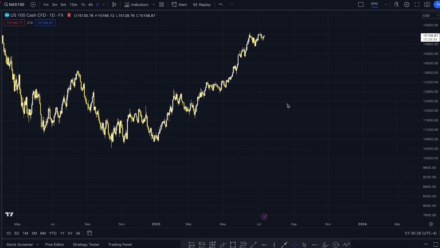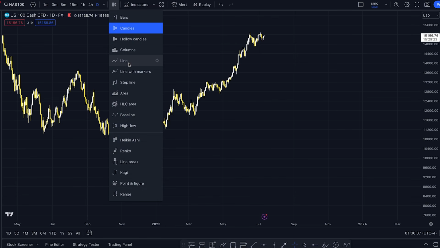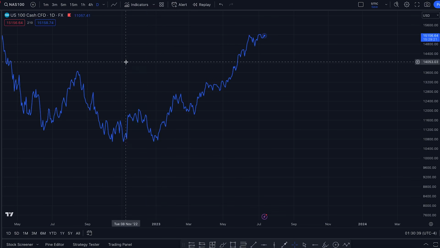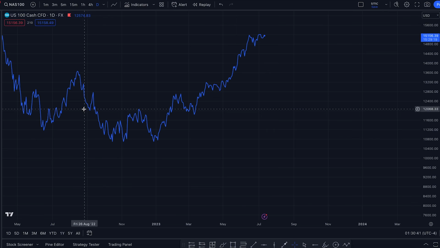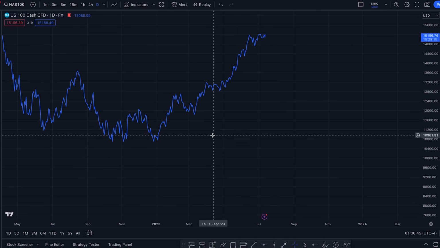So each one of these candles is 1 day. What I would like you to do to first find areas of support and resistance, just so that it's easy visually for you to see, is to change your chart from candles to lines. This makes everything way easier. You can see the bottoms, the tops. You don't have to worry about wicks or anything.